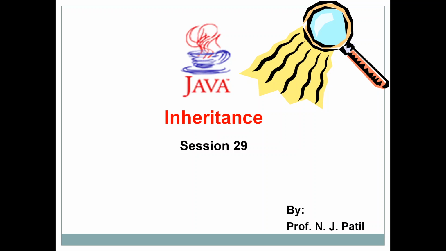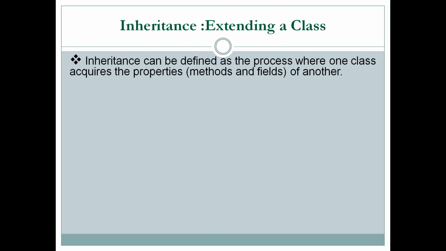In today's session we will study how inheritance is implemented in Java programming language. So let's start. Inheritance can be defined as the process where one class acquires the properties of another class. So inheritance, as I've said, simply means acquiring properties of another class.